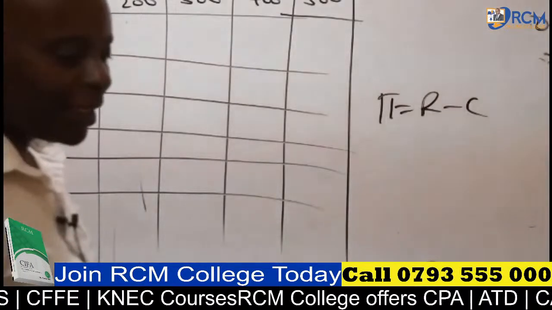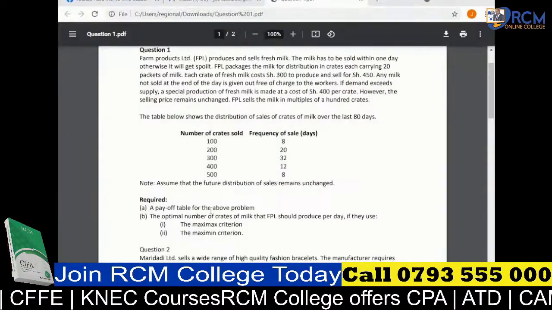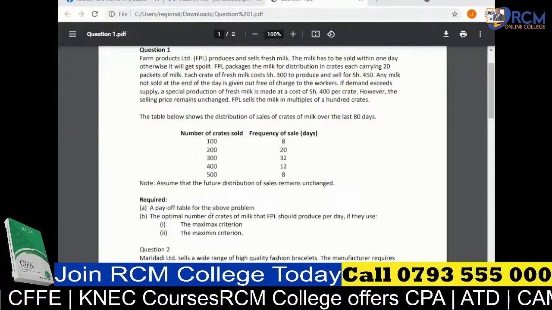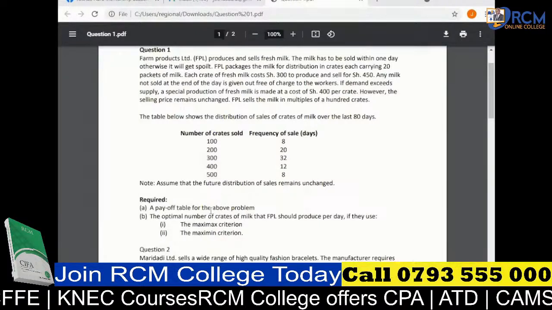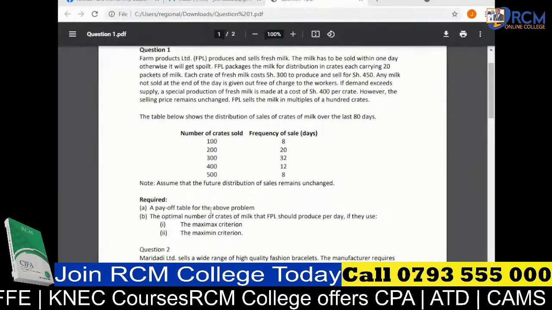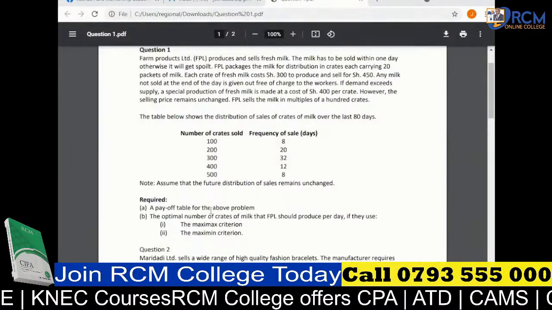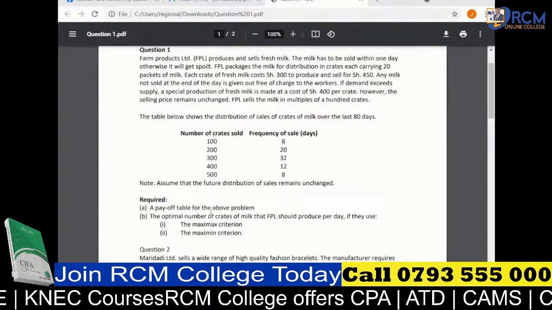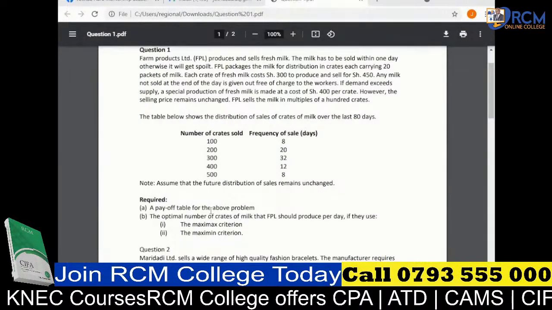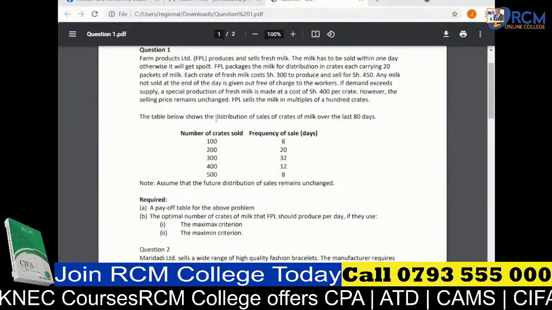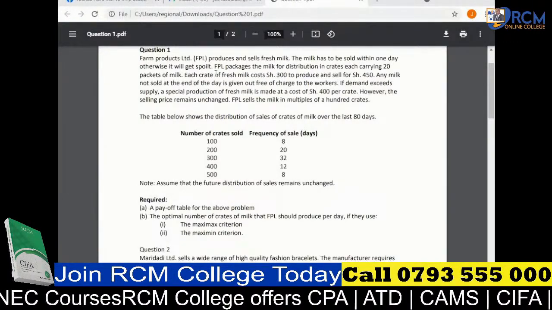You can see the idea that Njeri has brought here. Njeri tells us that in this particular scenario, the examiner has made sure that we do not disappoint anybody. Every time we shall be able to meet whatever demand. If demand is more, we shall be able to produce the excess at a higher cost. And we are told the milk has to be sold within 1 day, otherwise it will get spoiled.